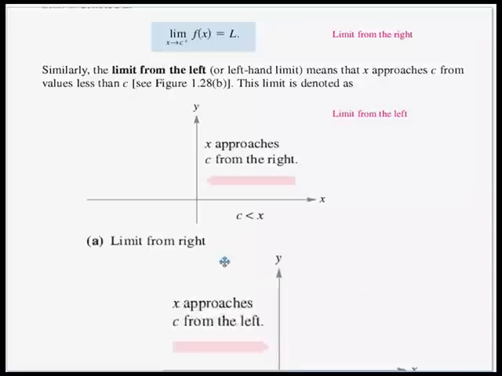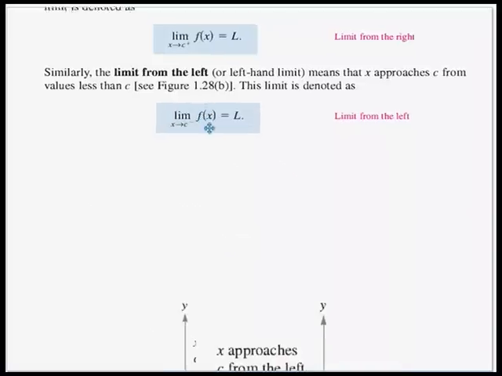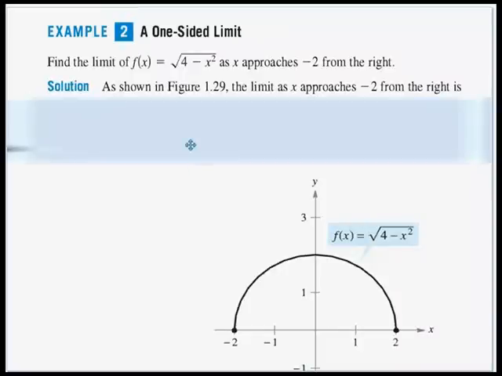And I did give a hint about that, I think, a couple sections ago when we were first talking about limits. I did make a reference to left and right-handed limits. So here, example 2, we'll check out one of these one-sided limits. Find the limit of f of x, here's our function, the root of 4 minus x squared, as x approaches negative 2 from the right.